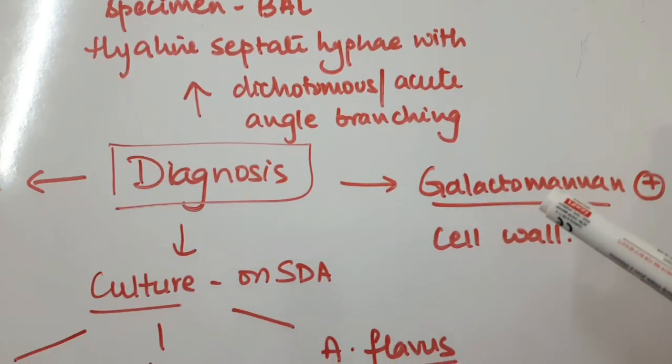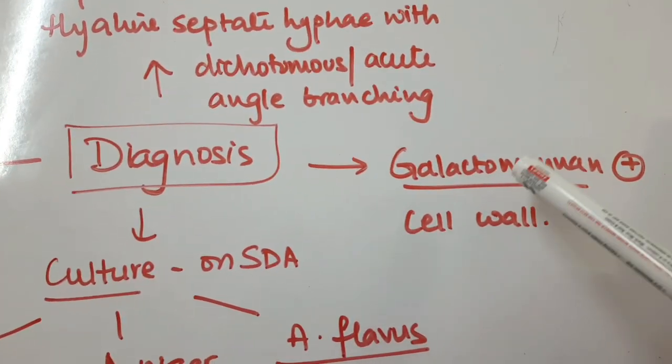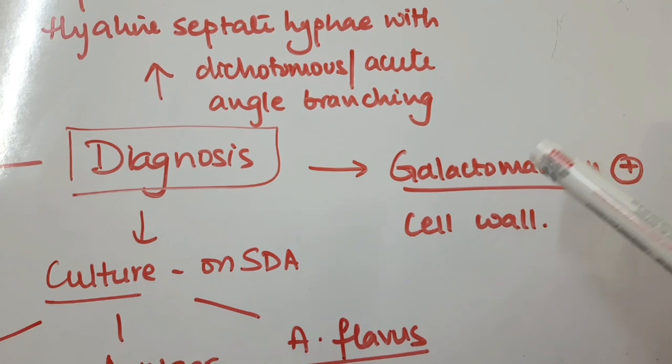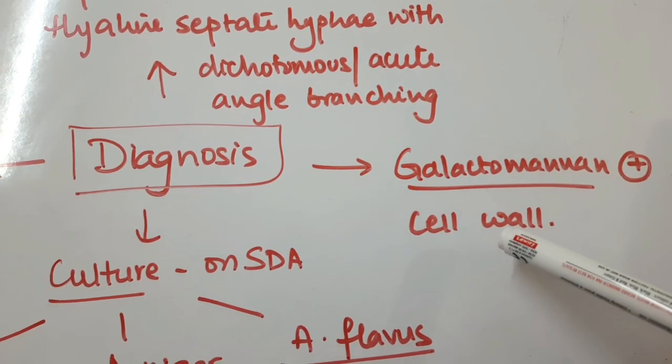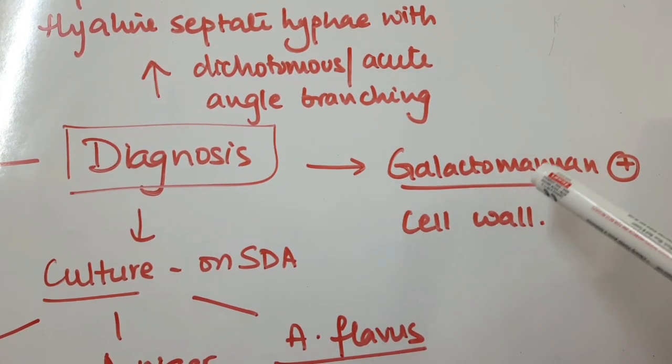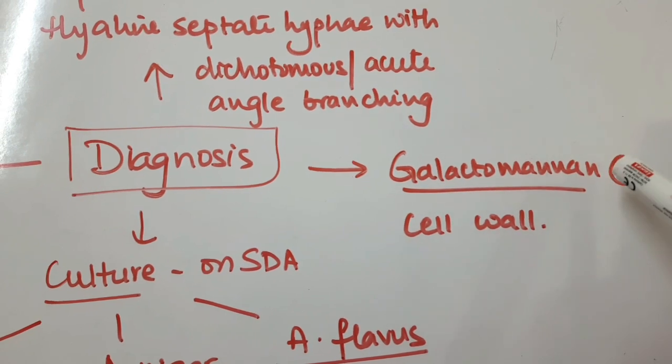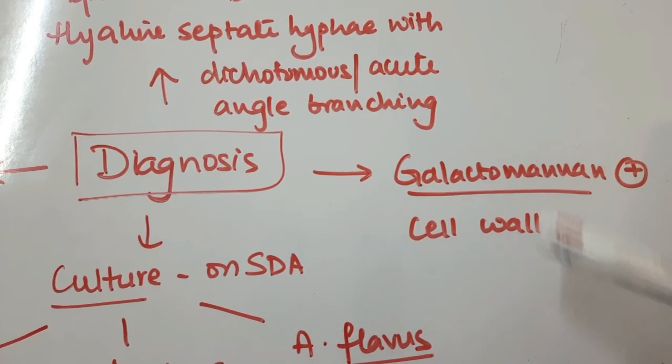The next method for diagnosis is galactomannan. Now galactomannan is a component of the Aspergillus cell wall. So we will do a galactomannan test, and that will be positive in a patient with aspergillosis.